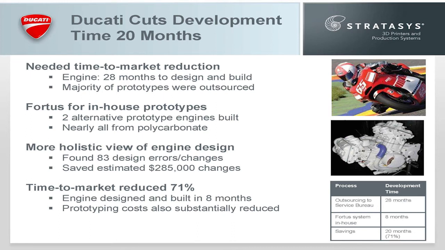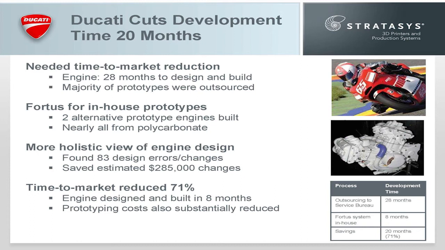This decreased the number of errors and sped up the design process. Development time was reduced from 28 months in the past to 20 months on these two engines. The company's previous 1 million euro per year budget for prototyping costs has also been substantially decreased. As we can see here, the process in the lower corner, outsourcing to service bureaus, took 28 months. That was just for one engine, 28 months.